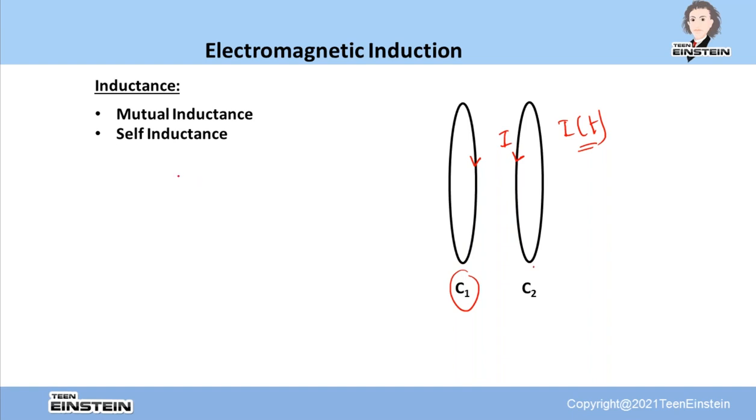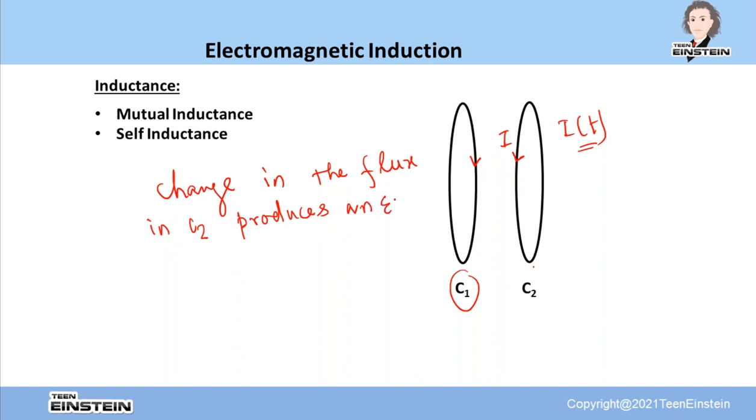If I say more correctly, the change in the flux in one coil, C2 suppose, produces a current or EMF in C1. So that means they have some coupling between them, or some influence of C2 on C1.